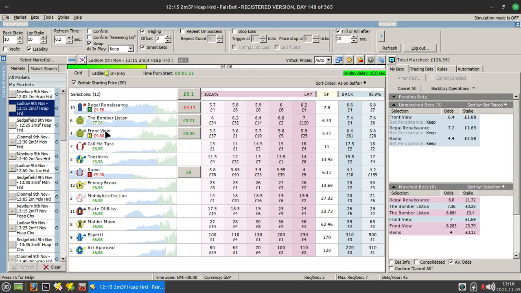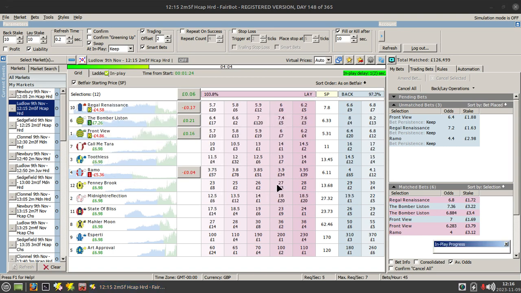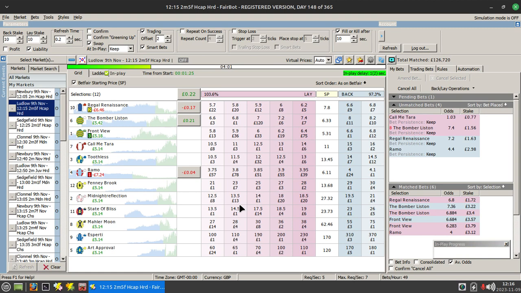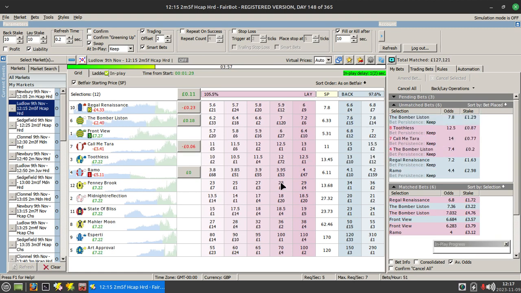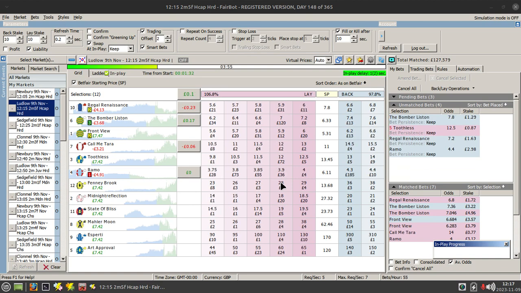Okay, so once again we've got 3 runners. We've only got this one really that's free. I could get involved in those 2 as well, although again, what I was saying about the lay stake being a bit too small for that type of thing, but hey ho.